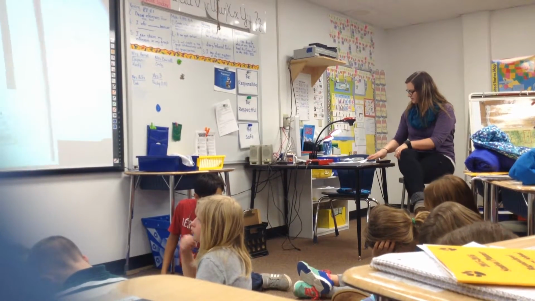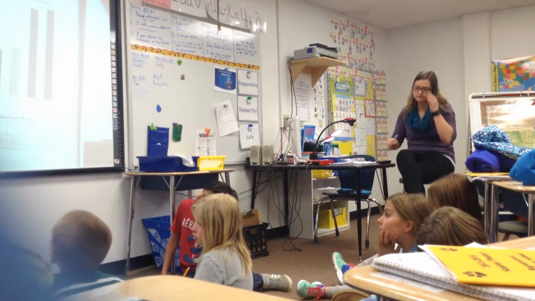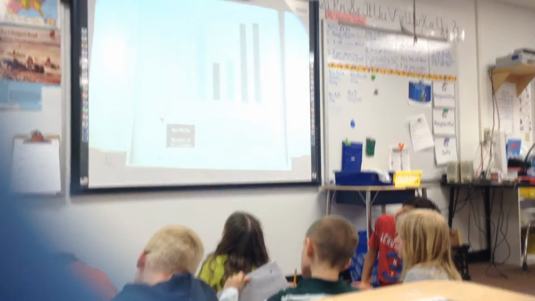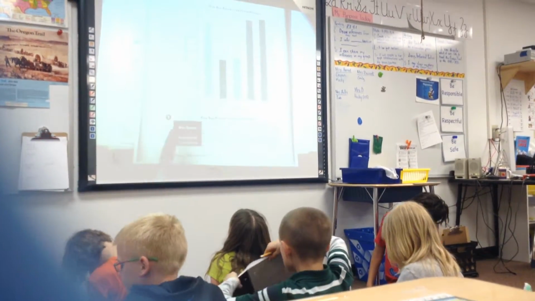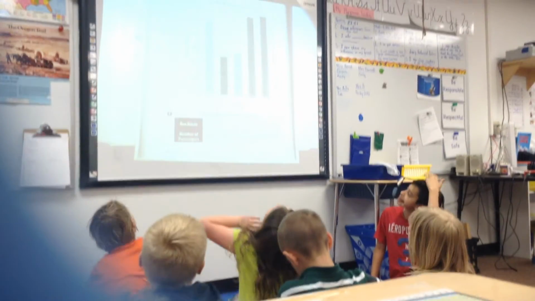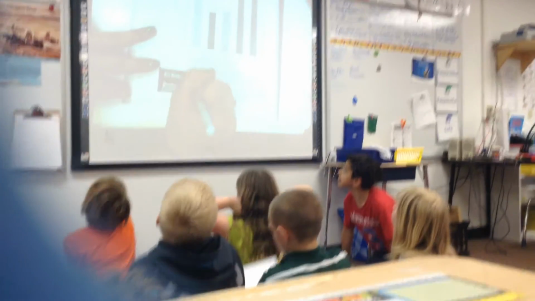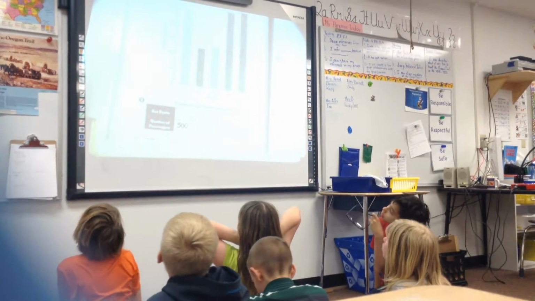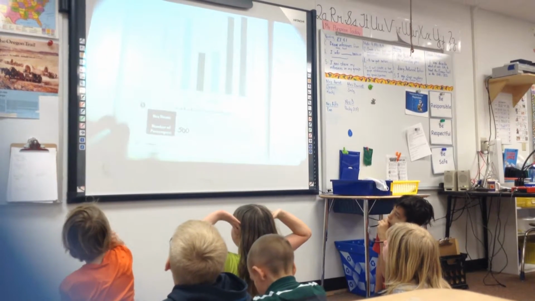Really quick, we're going to look at this graph. Okay, so go ahead and put your notebooks down. Look at our graph really quick. Let's look at bus route A. How many passengers were here? 500. Oh, that's a lot. B. How many were in B? 250.